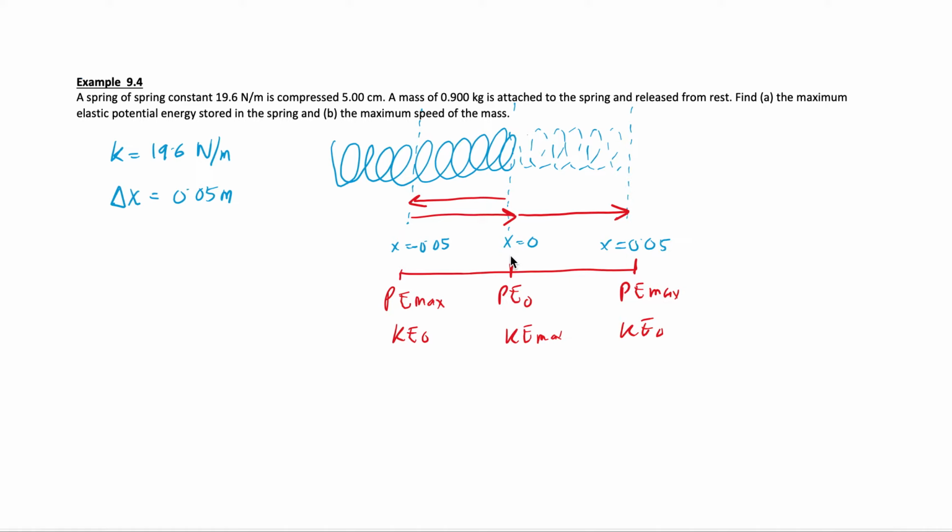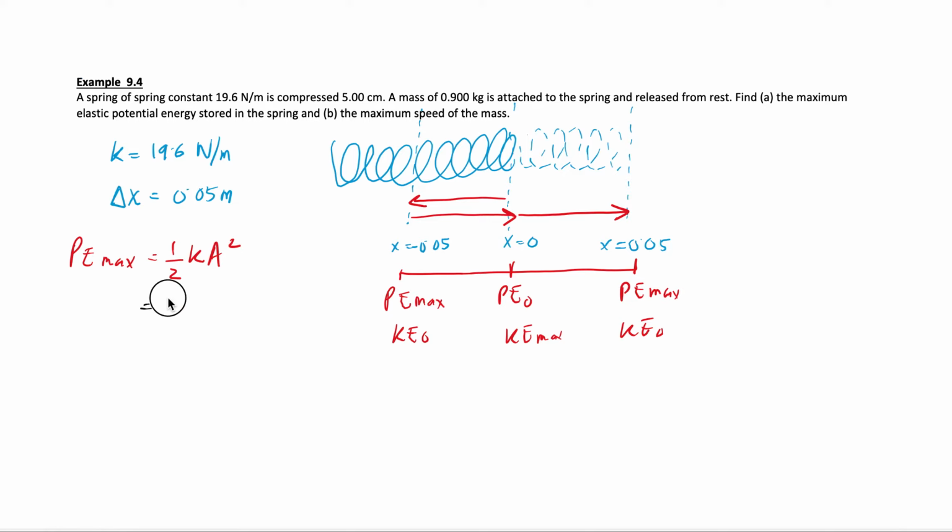Okay, so now the question is asking you to find the maximum elastic potential energy stored in the spring. So PE max, you already know the equation. We've learned this. It is 1/2 kA squared. It comes from the 1/2 kx squared. But your maximum potential energy is when you reach your A. So when x equals A, that is your maximum displacement, right? So you get your equation as PE max equals 1/2 kA squared.